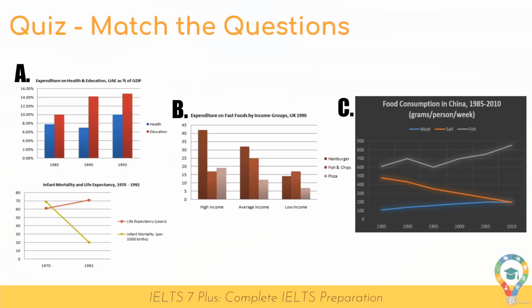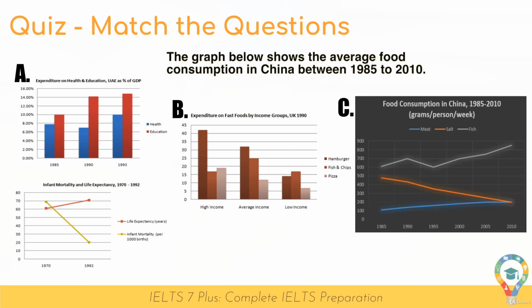Here you need to match the text with the correct question, whether it's A, B or C. Let's see the first text. The graph below shows the average food consumption in China between 1985 to 2010. So, what is your answer? Is it A, B or C?